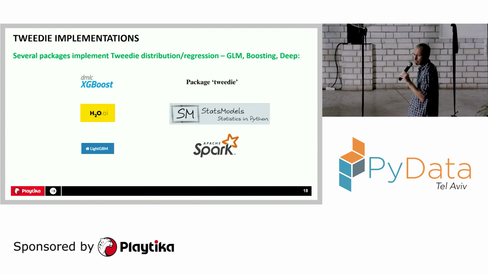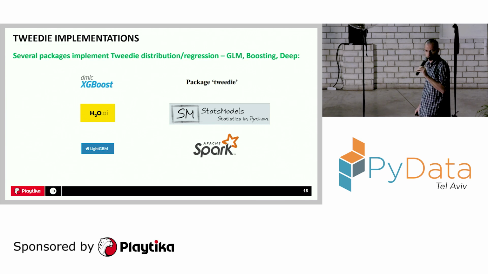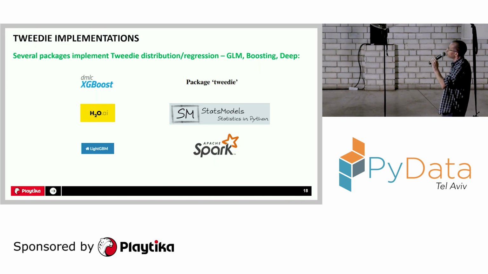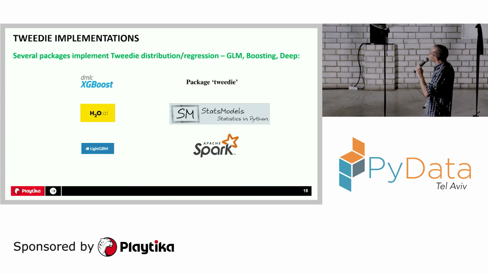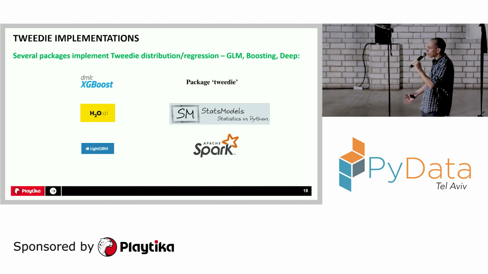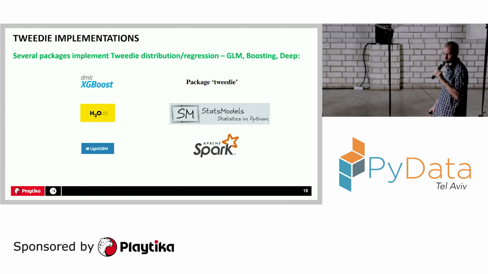Some implementations that exist are, of course, XGBoost. We have H2O, which allows you to use GLMs as well as deep, dense networks with the 3D distribution. We have LightGBM. We have several packages for R and Python, and Spark also allows you to run GLM models using the 3D distribution. We are now working on different architectures of deep neural networks, still a work in progress. That's it.